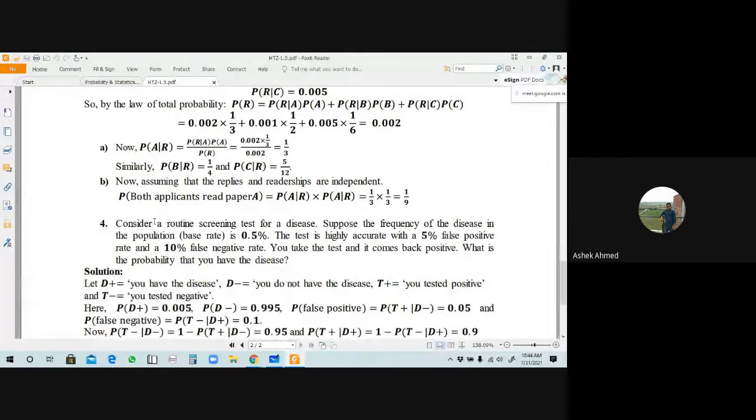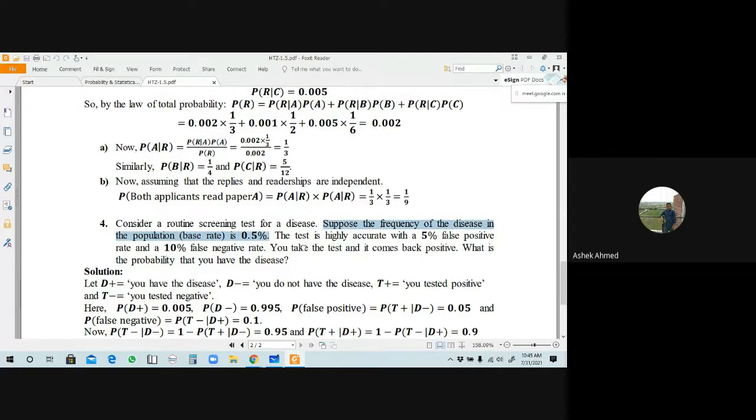It is given: consider a routine screening test for a disease. This is on a regular basis, a screening test is done. Suppose the frequency of the disease in the population is 0.5%. What do you mean by this? From here we can say that in the population, 0.5% of persons have the disease. In our country, or the place where the disease is being measured, 0.5% of the population has the disease. Okay, what do you understand from this line?